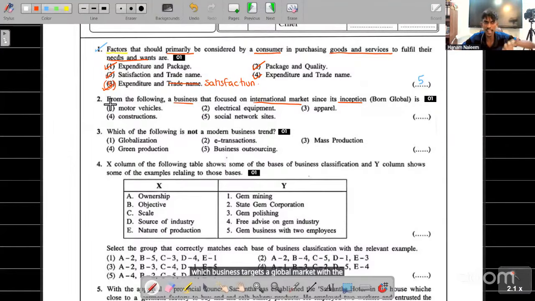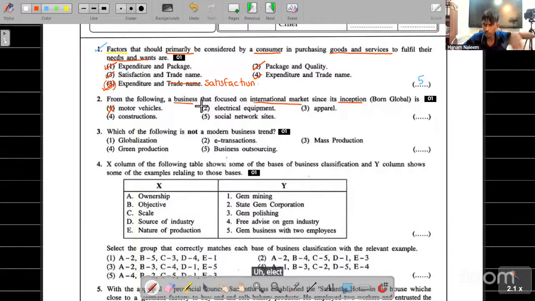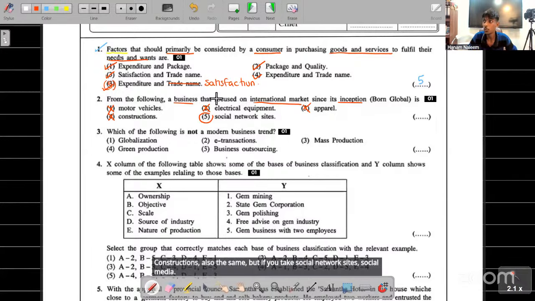Motor vehicles, no. They target only the local market. Then only they go for foreign markets. Electrical equipment, no. Usually local, then only foreign. Apparel, clothing is also the same. Construction also the same. But if you take social network sites, social media, WhatsApp, Instagram, when they open, they don't open only for that country. It is open for all over the world. Everyone can use it. So obviously the fifth one is the answer.